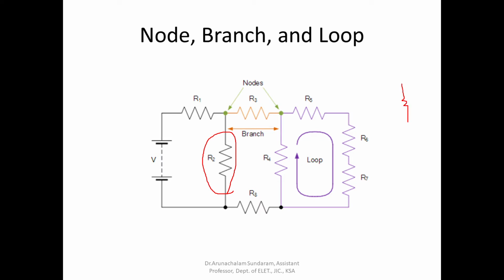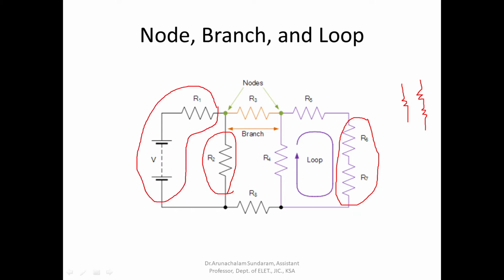Even if there are two elements connected together in series, those two elements also form a branch. So R6 and R7 also form a branch. This is also a branch, and this R1 connected along with the voltage source is also a branch. Let us count the number of branches so that you can clearly understand how many branches there are in this circuit.